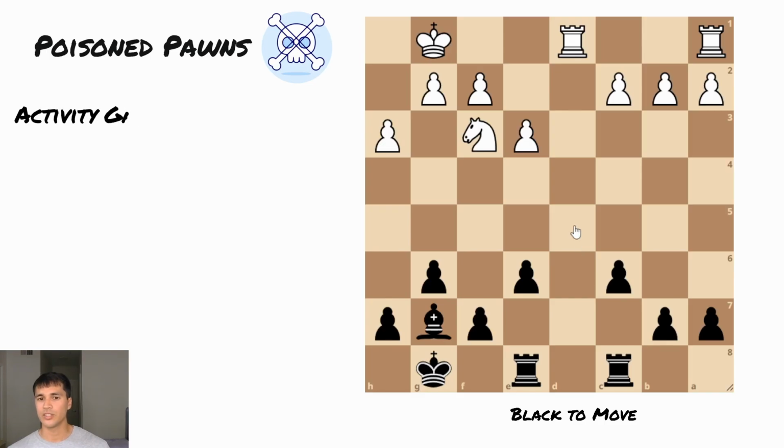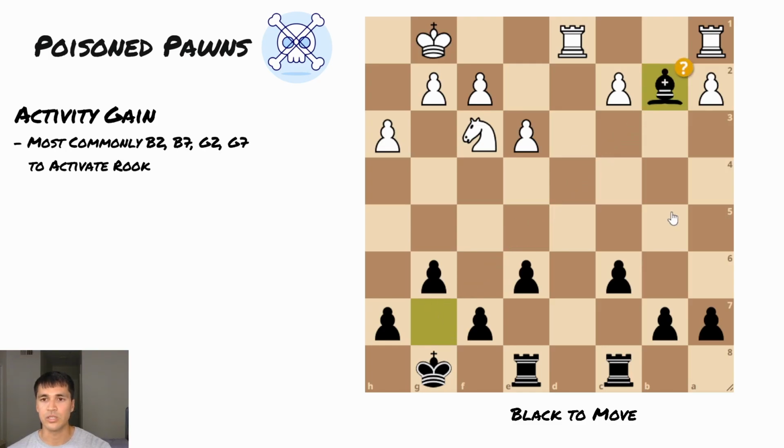This is the last position we're going to look at, and it involves a poisoned pawn on b2 that's currently being attacked by the black bishop. And this position is just meant to show you that sometimes you can use a poisoned pawn to get activity. So not just material, but you can use it to gain activity. And we're going to look at what happens when black captures this pawn on b2.